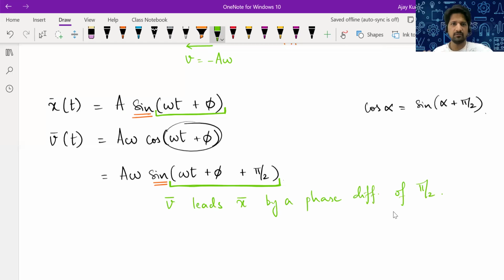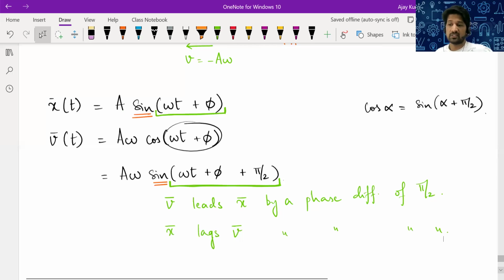There is a difference between the phase of the displacement function and the velocity function. The difference is pi by 2, and which is having more phase? Velocity function is having a greater phase because it's omega t plus phi plus pi by 2. Velocity function is having a greater phase compared to the displacement function. So since it has a greater phase, we say velocity leads displacement by a phase difference of pi by 2. You can also write it in reverse. You can say displacement lags velocity by a phase difference of pi by 2. Same thing. The meaning is the same.